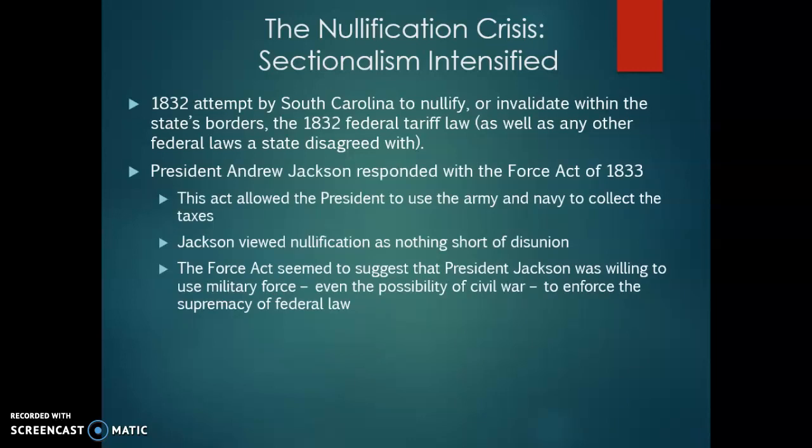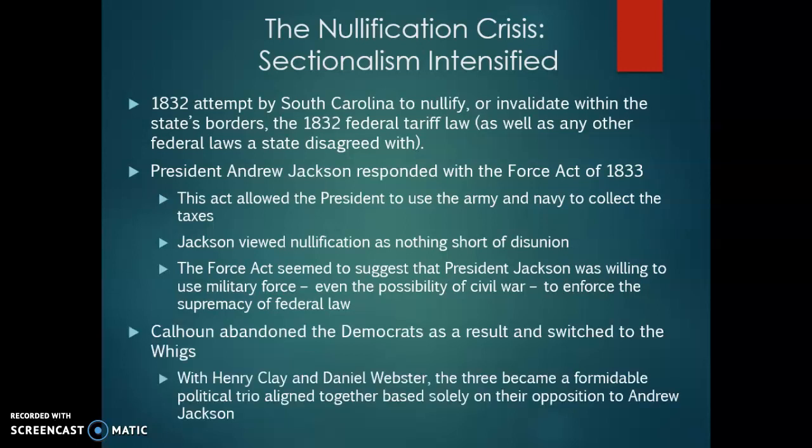President Andrew Jackson responds with the Force Act. He threatens to use the Army and Navy to collect the taxes, saying, again, federal law is supreme, and that had been established for a while. And he's arguing this is nothing short of disunion. It's almost sedition in many ways. And this is, again, saying that President Jackson will use military force and possible civil war to enforce the supremacy of federal law and keep the Union together.